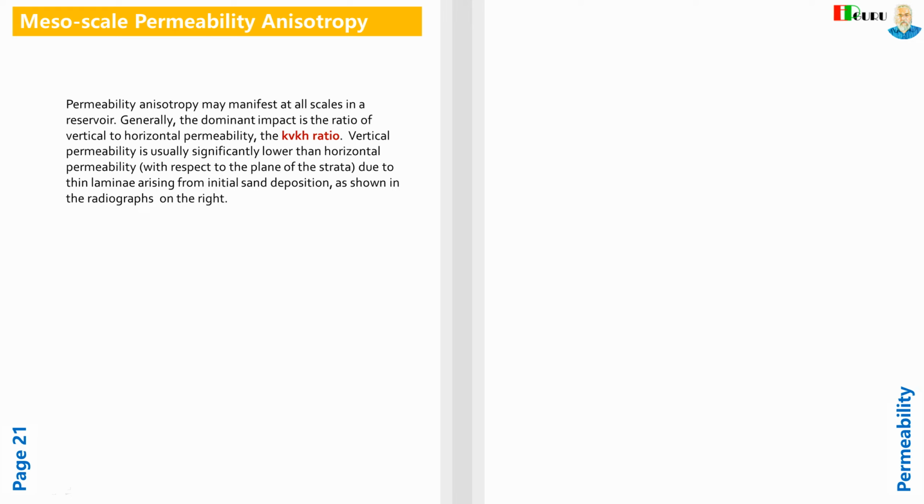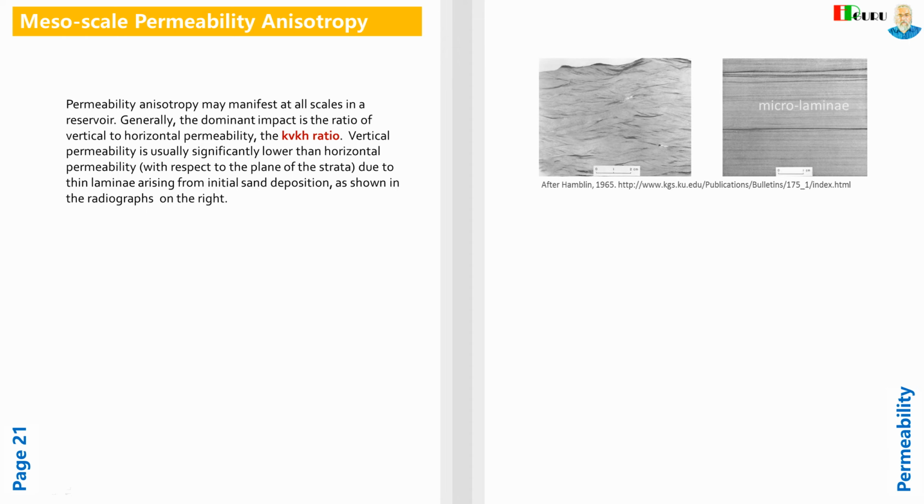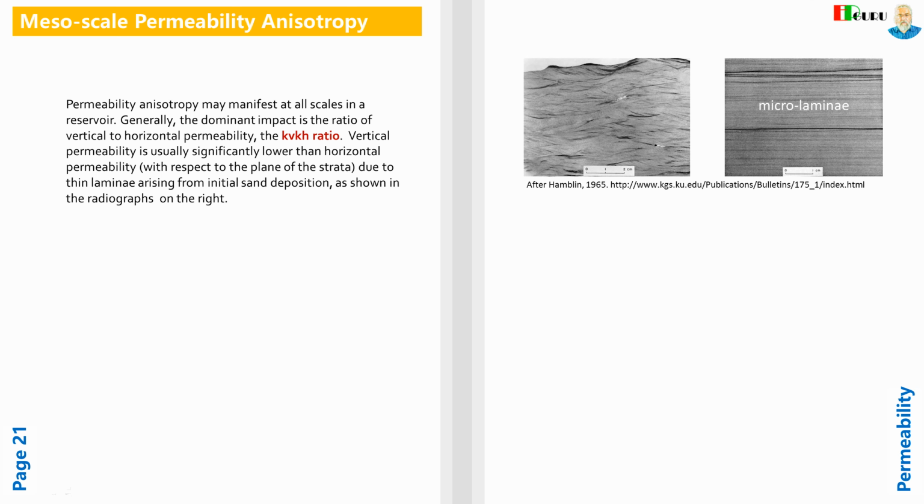Permeability anisotropy may manifest at all scales in a reservoir. Generally, the dominant impact is the ratio of vertical to horizontal permeability, the kV/kH ratio. Vertical permeability is usually significantly lower than horizontal permeability with respect to the plane of the strata, due to thin laminae arising from initial sand deposition, as shown in the radiographs on the right.